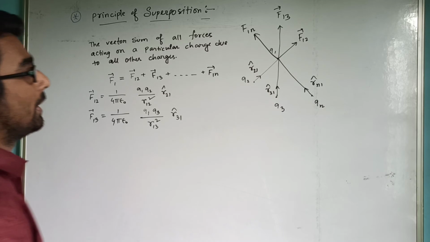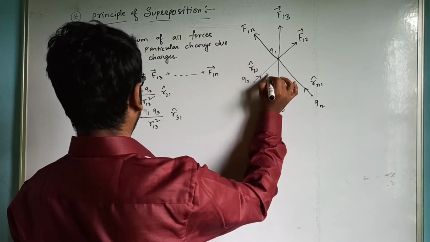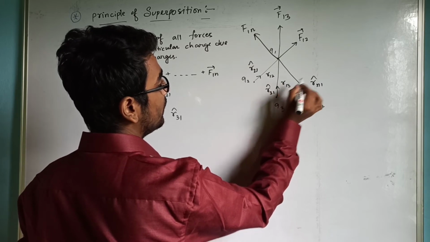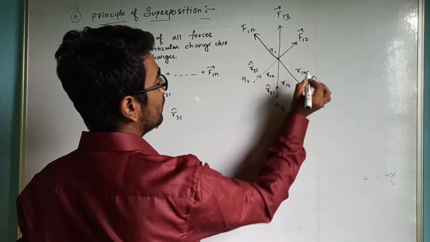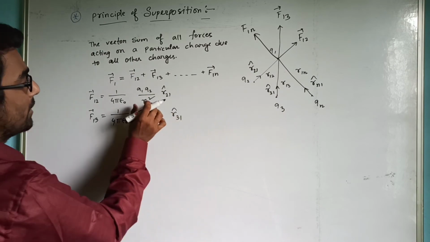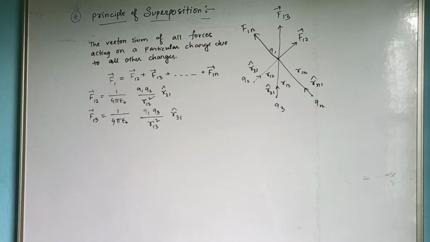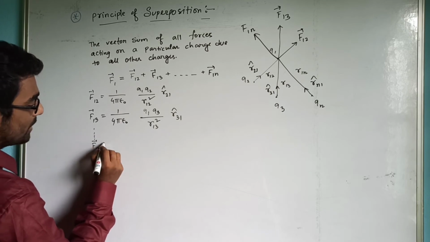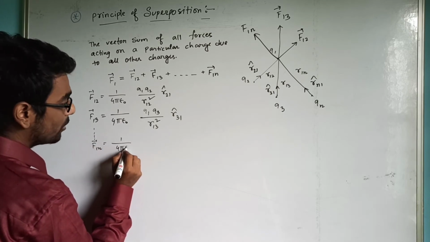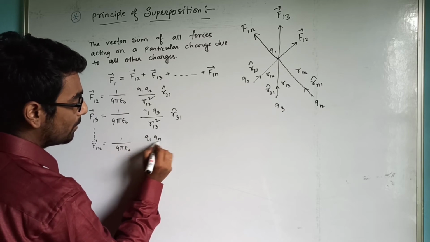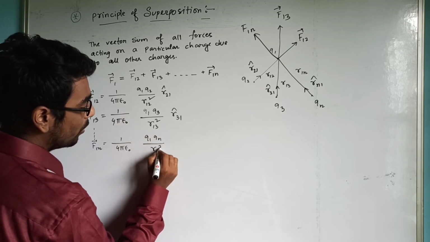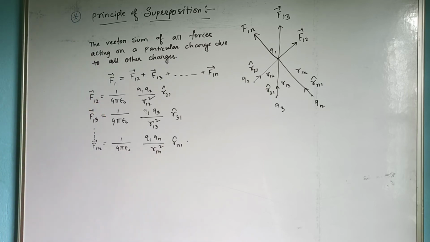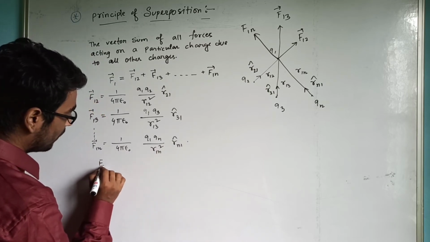Okay, the length here is R12, here R13, here R1n. The magnitude is R12, R13. So in a similar way, what we can write is that F1n is equal to 1 by 4 pi epsilon naught Q1 Qn by R1n whole square, R cap n1. Clear?